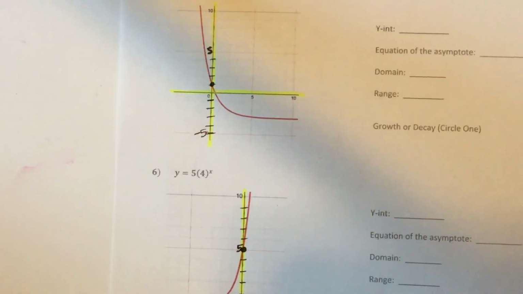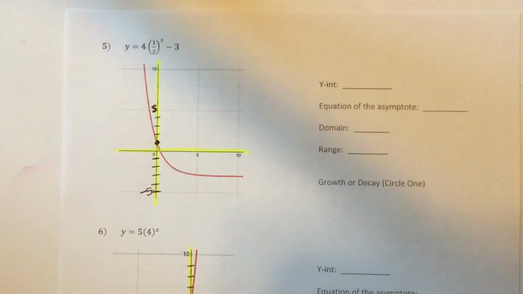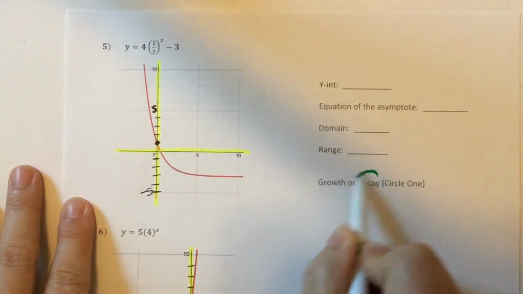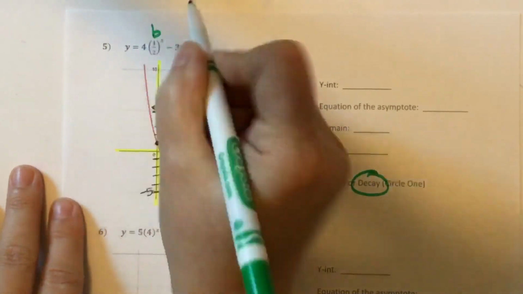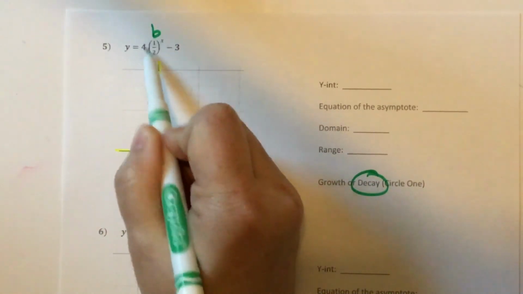Okay, let's look at one more. All right, looking at number 5 here. Growth or decay? Decay. It's going down from left to right. I also know it's decay because my b value is not bigger than 1. It's somewhere between 0 and 1.